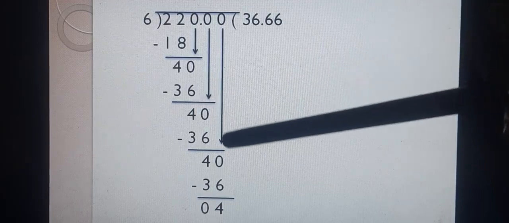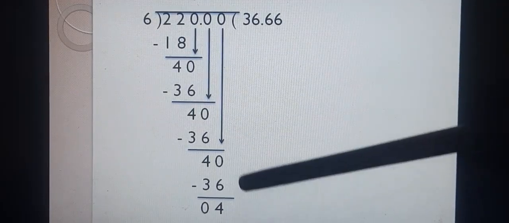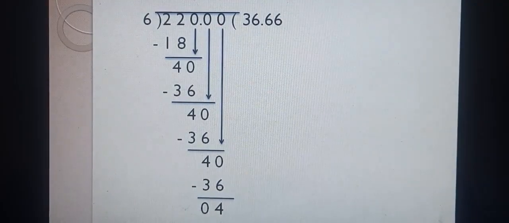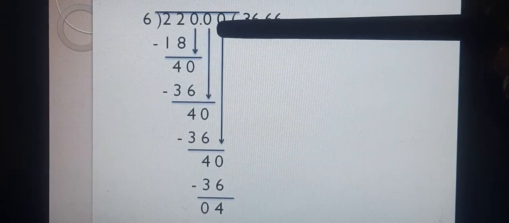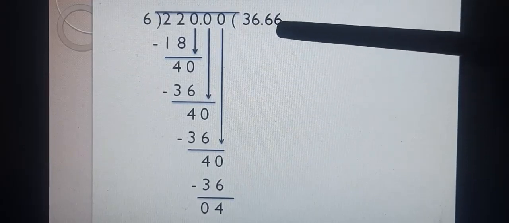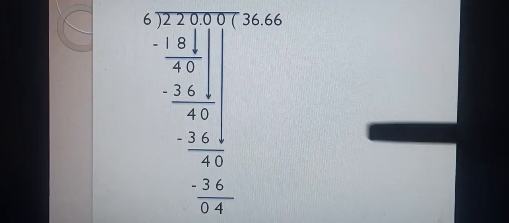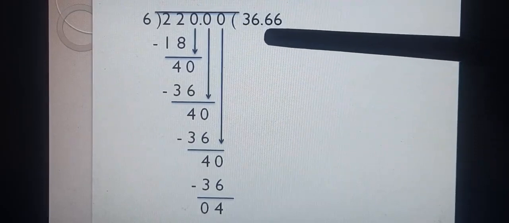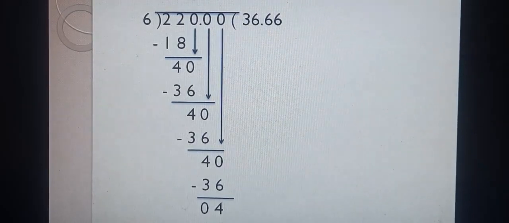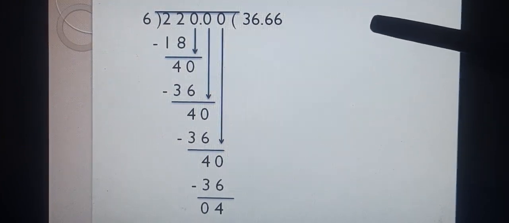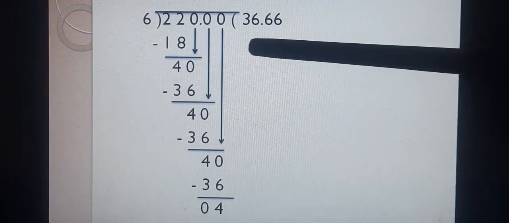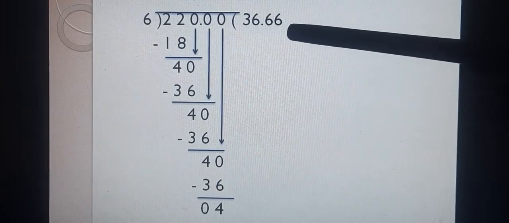Have you observed? Always we are getting remainder 4. Means this division is not going to be completed. So we will stop our process here. After decimal we have taken 2 places. So put here ones, tens and now decimal here. So 36 decimal 6 6. Next will also be 6. It is 36 decimal 6 6 6 6 6. So we can write down it 36 decimal 6 7.